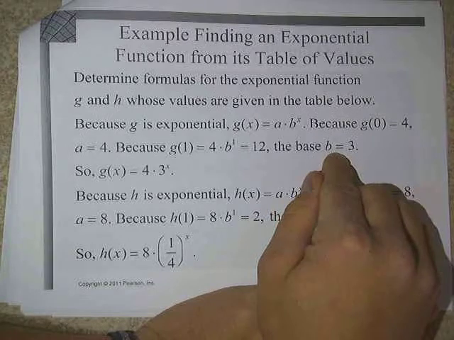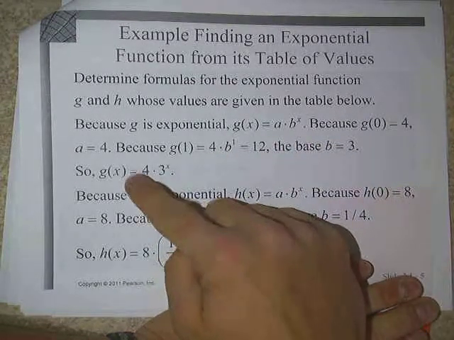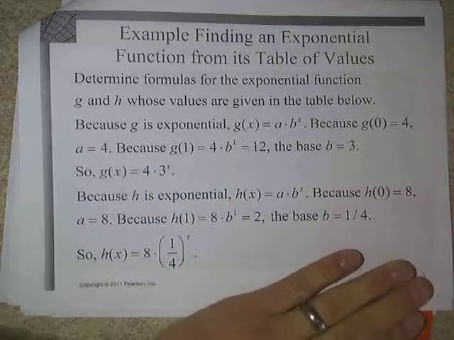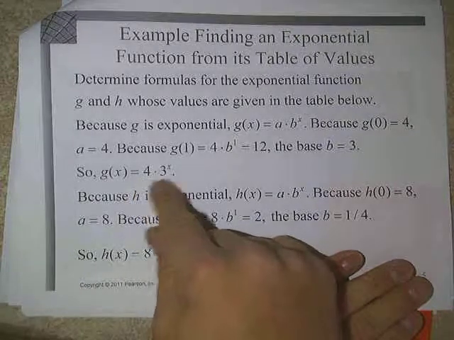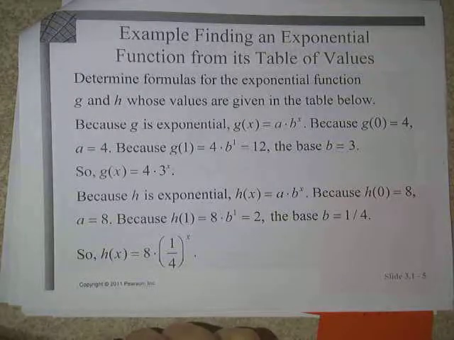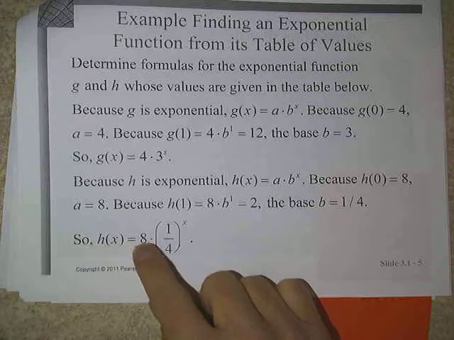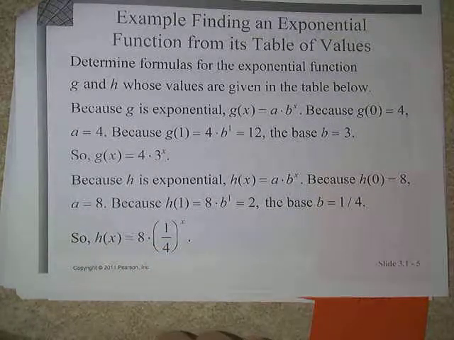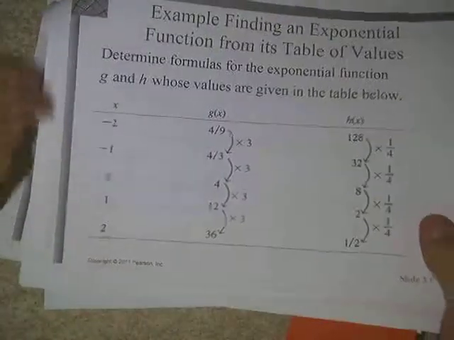So we know they're exponential. Since g of 0 is 4, as I mentioned, that means our a value is 4. And we know that our base is 3. So therefore our exponential function, all we need to have is our a and b. Just like a line, all we need is a slope and a y-intercept. For an exponential function, we need an a and a b. We need an initial value, and we need a base. So that would be the equation that would give us the values that we saw in the previous chart. And similarly with h, our a value is 8, and our b value is 1/4.